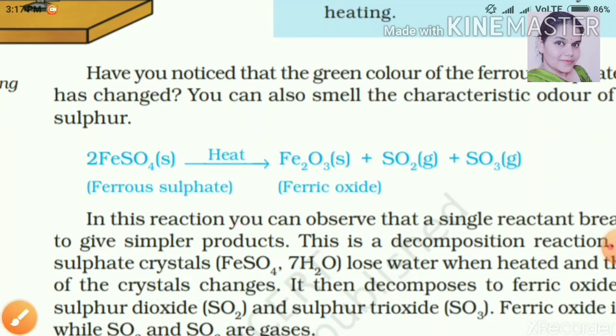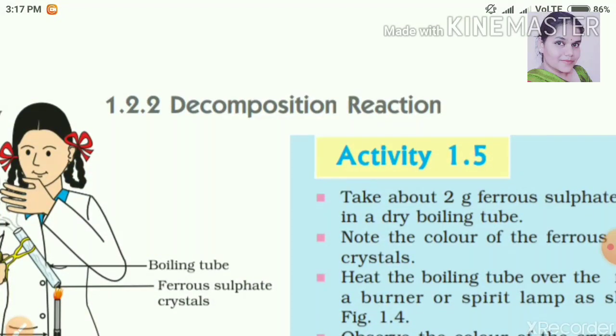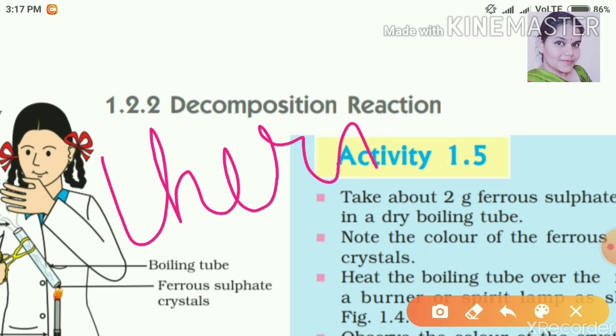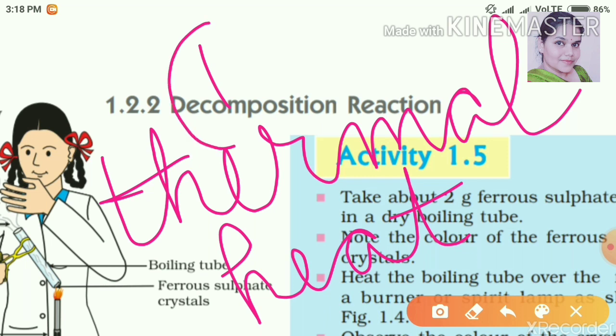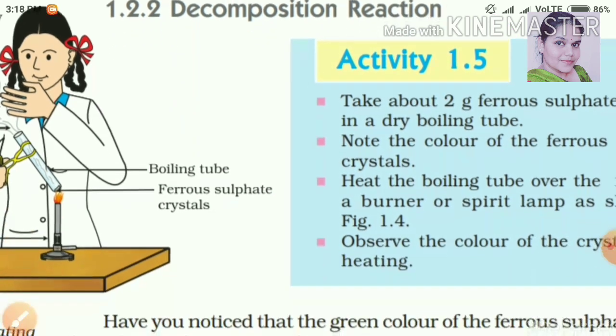So whenever we use heat to decompose a reactant or a substrate, that type of decomposition reaction is called thermal decomposition. The meaning of the word thermal, T-H-E-R-M-A-L, is heat. Thermal means heat. This is your first type of decomposition reaction. Now, decomposition reaction is of three types. First, we have seen thermal decomposition.